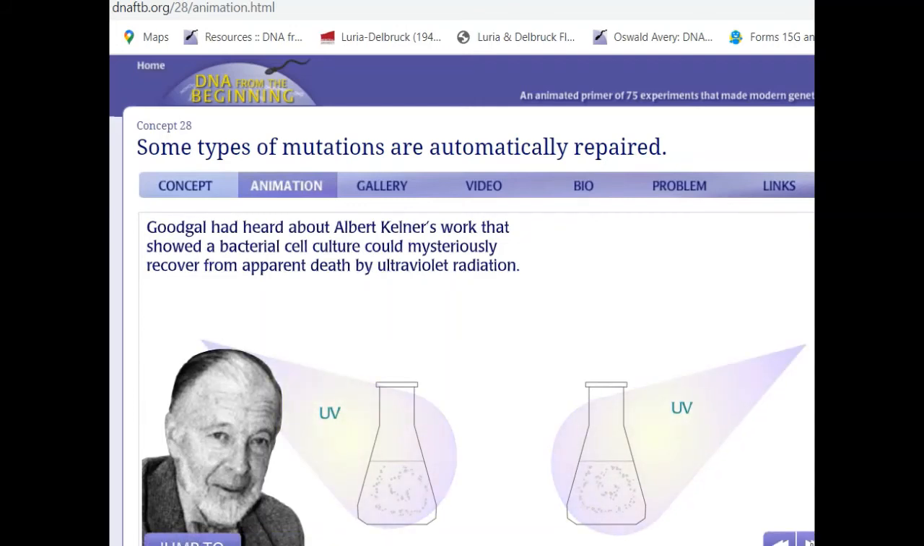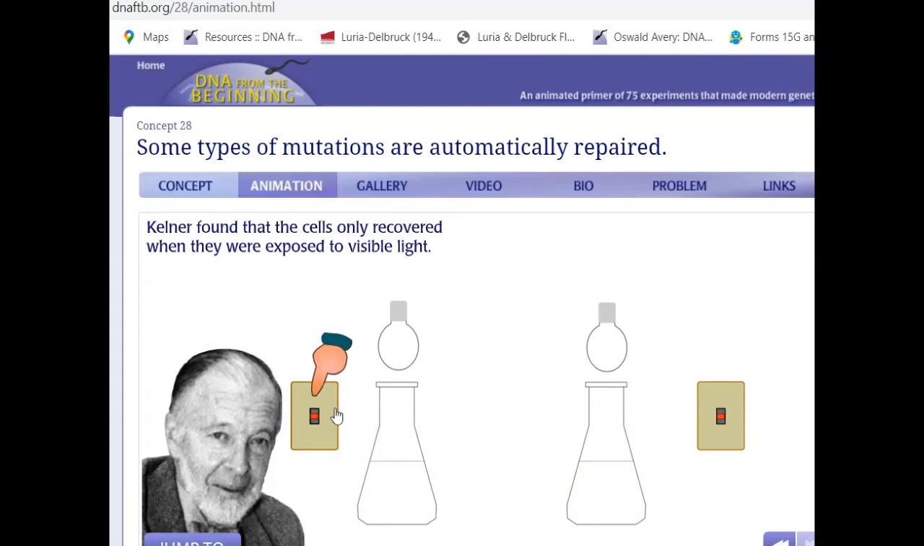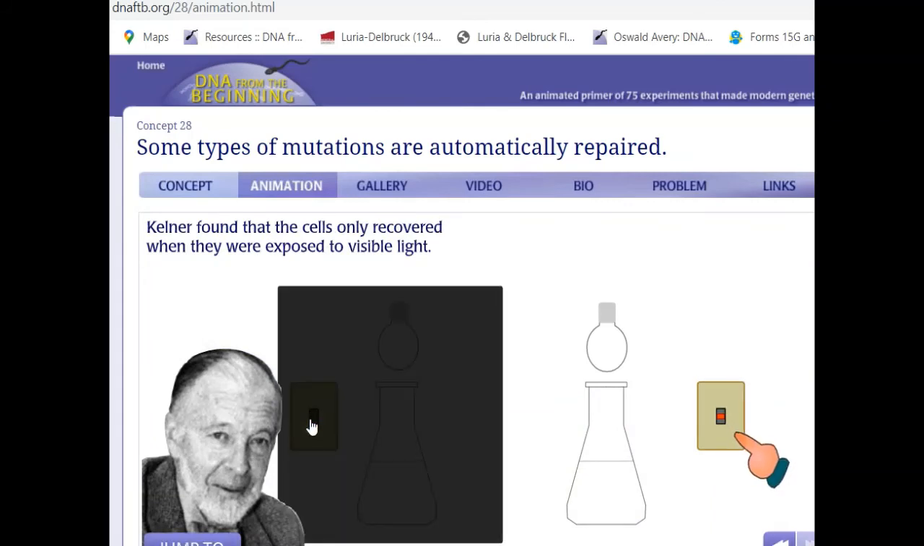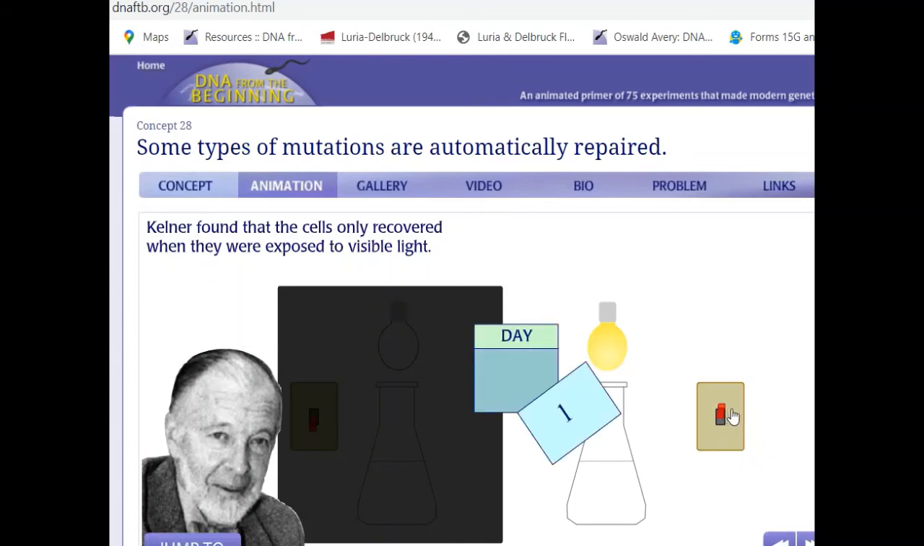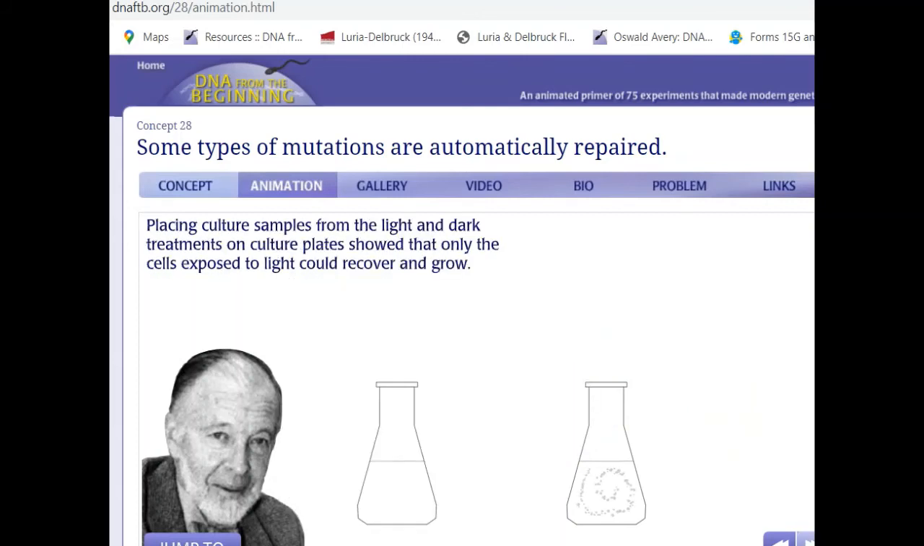Gaudiel had heard about Albert Kelner's work that showed that a bacterial cell culture could mysteriously recover from apparent death by UV radiation. So what Kelner did was he took two conical flasks of bacteria and exposed both of them to UV light. One of the flasks was placed in the dark, whereas the other one was exposed to a daylight source for 1 day. He placed the cultures from the light and the dark flasks on culture plates to show that only the cells exposed to the light could recover and grow.